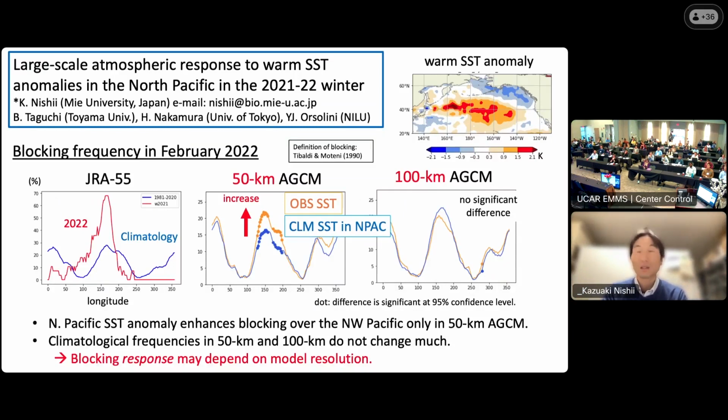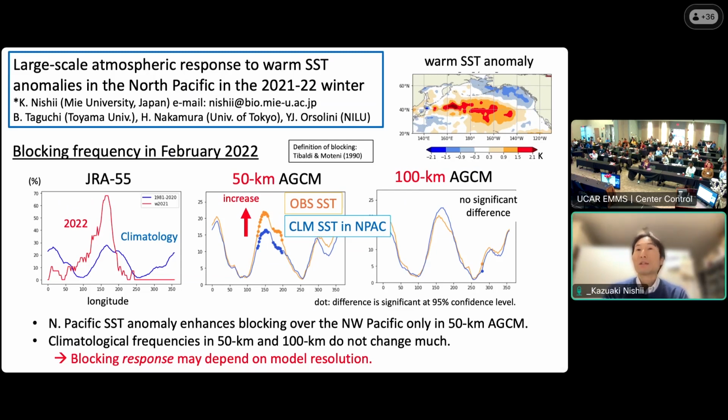I'm Kazuaki Nishi from Mie University, Japan, and our title is Large-Scale Atmospheric Response to Warm SST Anomalies in the North Pacific in the 21-22 winter. As shown in the right upper panel, there were extremely warm SST anomalies in the North Pacific in this winter, and this was associated with negative PDO.